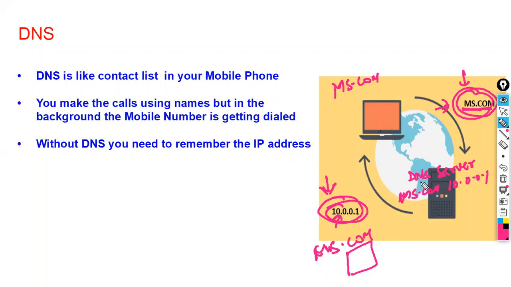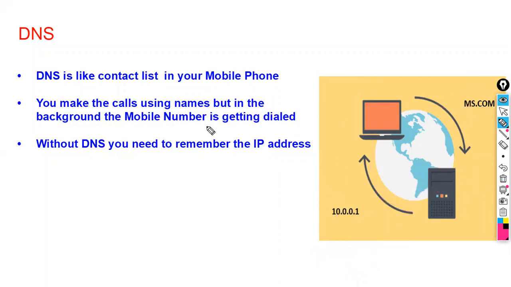The DNS server will check its database and see what is the IP address of ms.com. Then it will send the IP address to your computer. Then your computer will use this IP address to contact ms.com. So it is used to translate IP address to domain name and domain name to IP address. It is the contact list in your mobile phone: you make a call using names, but in the background the mobile number is getting dialed. So without DNS, you need to remember the IP addresses.